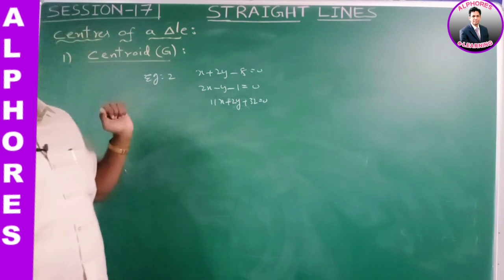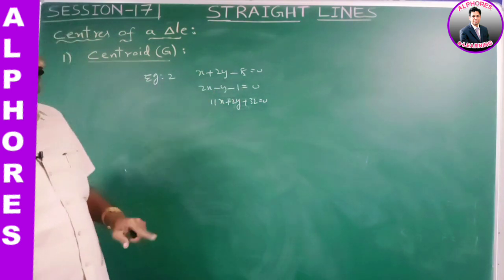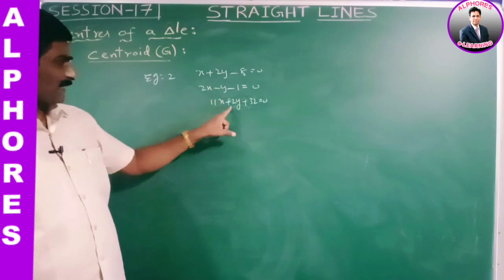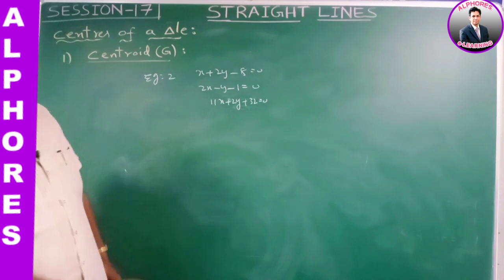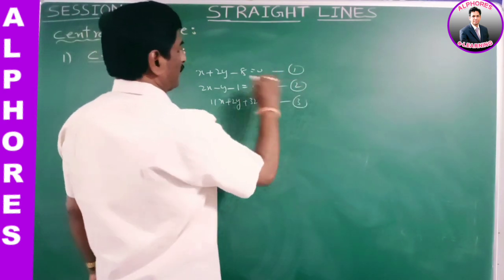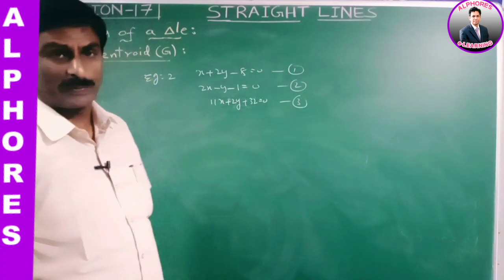Find the centroid of the triangle formed by the lines x + 2y - 8 = 0, 2x - y - 1 = 0, 11x + 2y + 32 = 0. This is line 1, line 2, line 3. What is the centroid? The centroid is (x1 + x2 + x3)/3, (y1 + y2 + y3)/3.